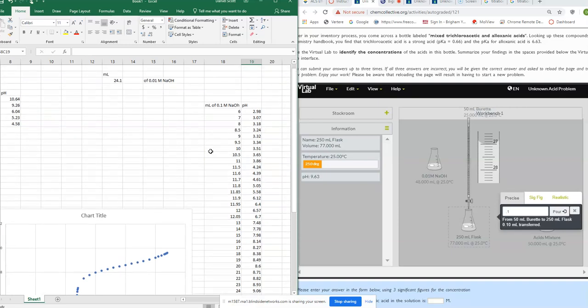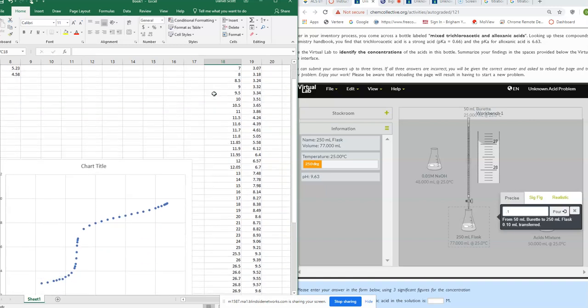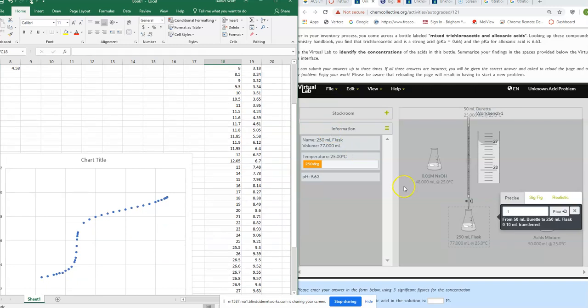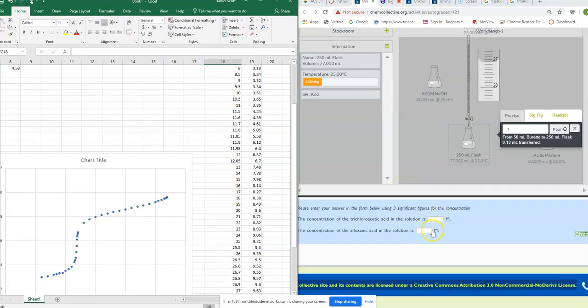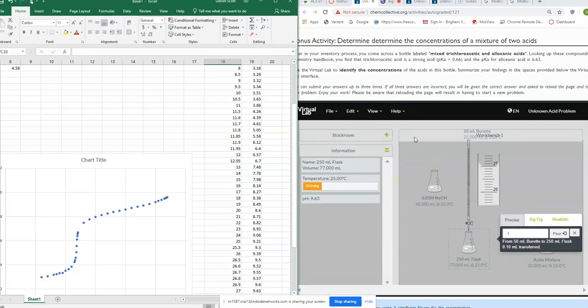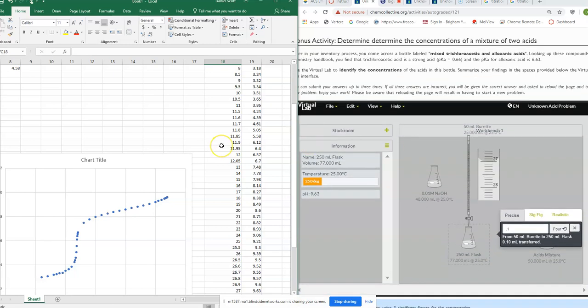I want to make sure I have written down here. So this titration is for 50 milliliters of unknown acid mix. Does that matter? Oh yeah, it does, because we need to have the concentration. That's what we're after down here, the concentration of both. Yeah.